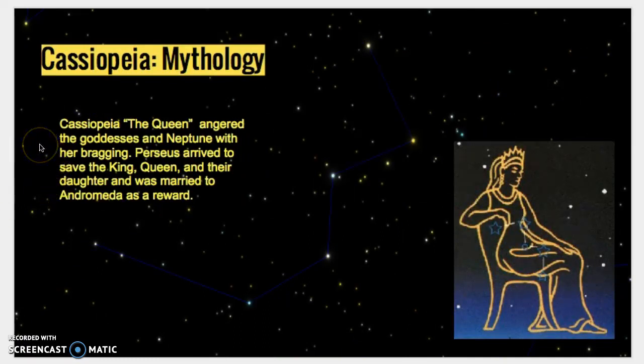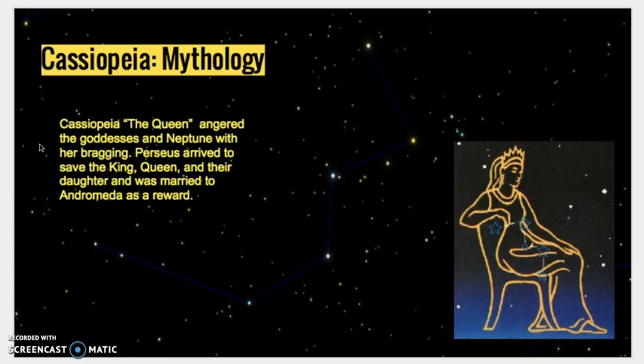And now we're going to talk about the mythology of Cassiopeia. Cassiopeia is called the Queen. She is the wife of King Cepheus, and she is the mother of Andromeda. Her story starts with how she is made out to seem very full of herself, and she brags about how lovely she is, and she compares herself to some other goddesses and says that she's better than them. Naturally these goddesses are upset, and they run to Neptune, the god of the sea.